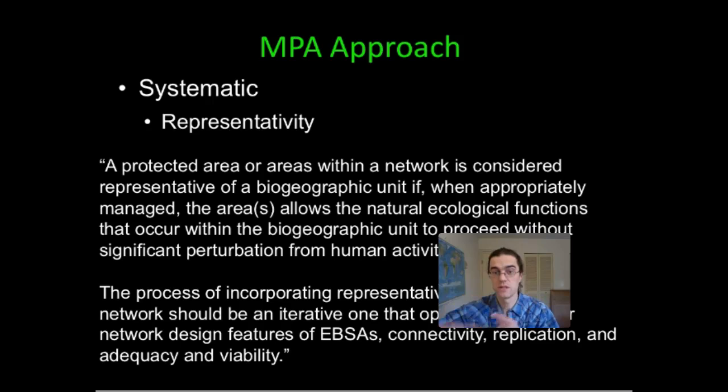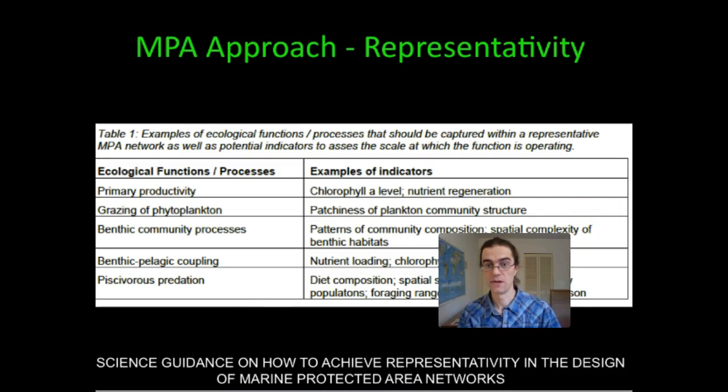So something that's done in iterations, and one that optimizes the other network design features of EBSAs, ecologically and biologically significant areas, connectivity, replication, adequacy, and viability. So they're getting into some ecological lexicon there as well. And we get to flesh that out a little bit more here with, again, the title of that report, Science Guidance on How to Achieve Representativity in the Design of Marine Protected Area Networks, put out by DFO in 2012. That will come up there.